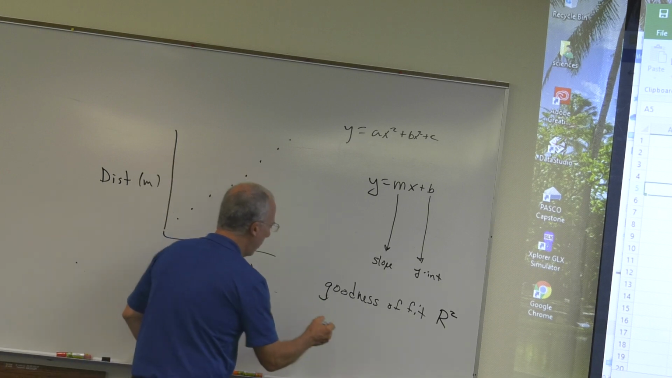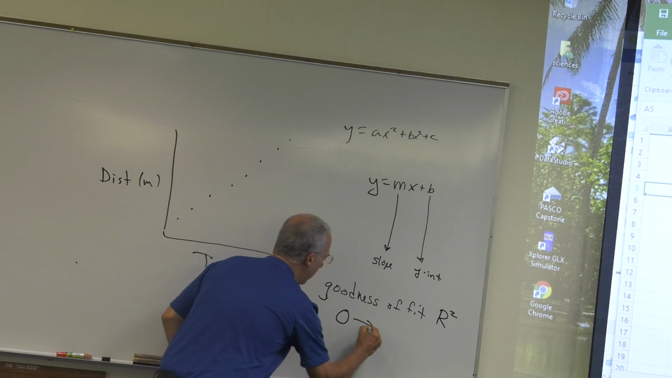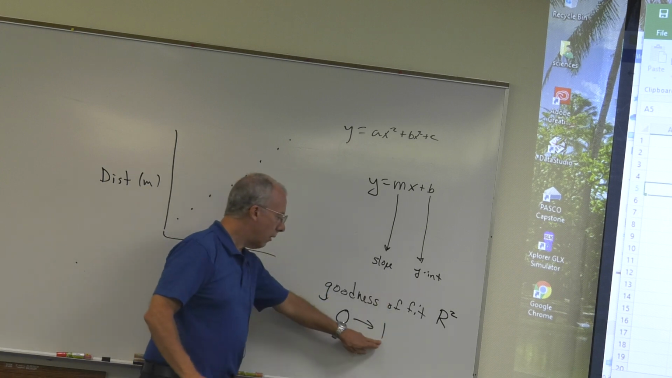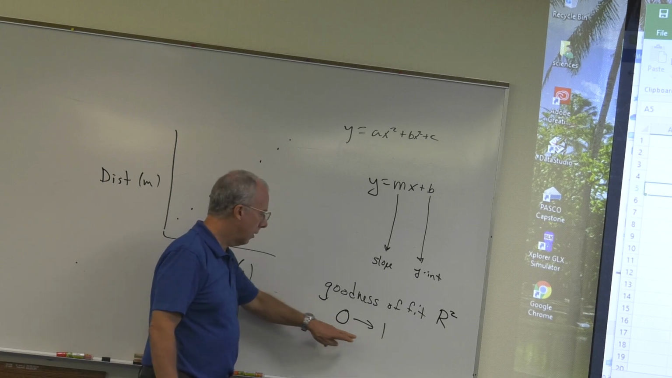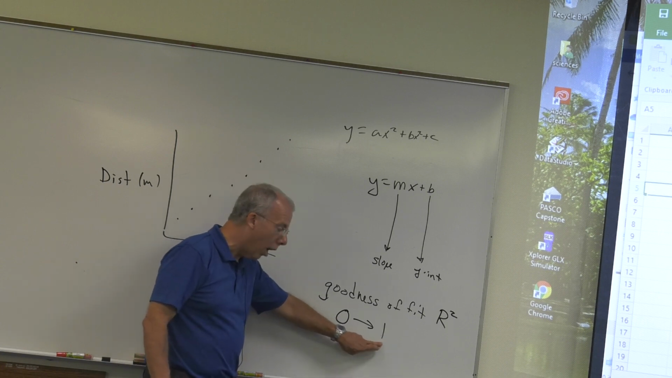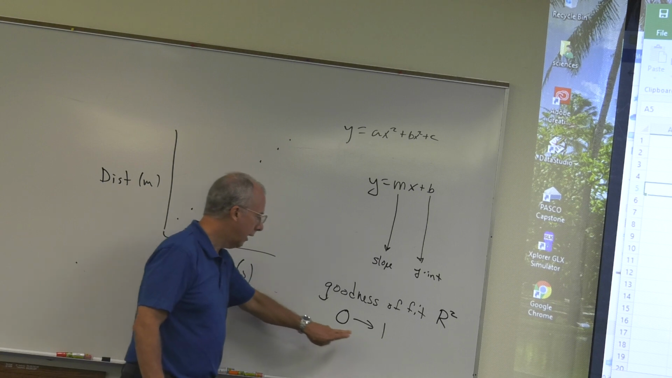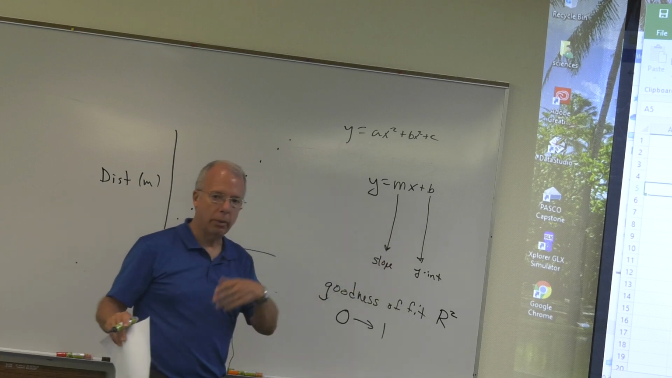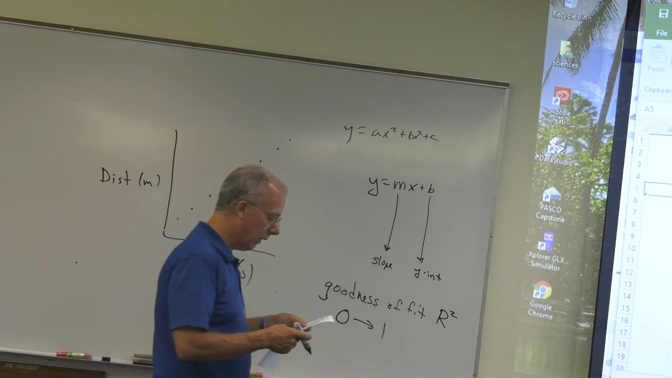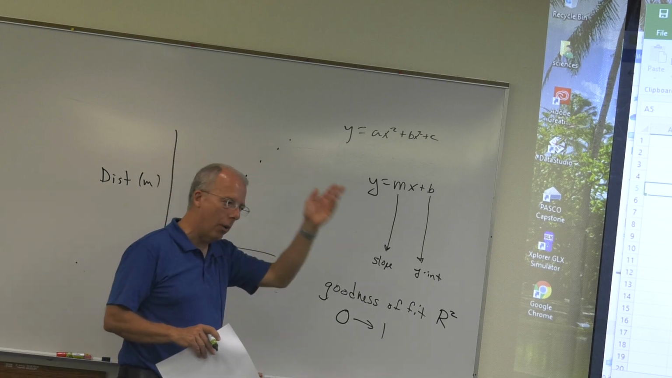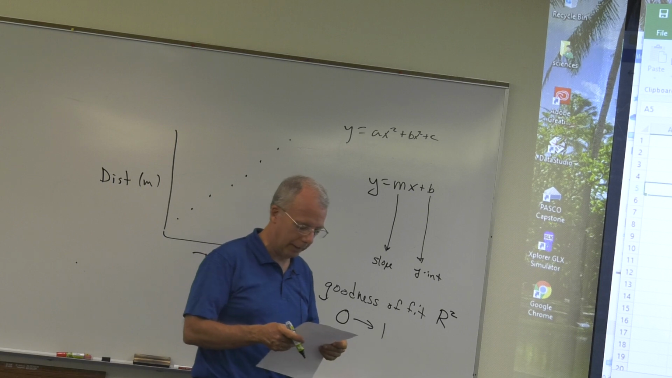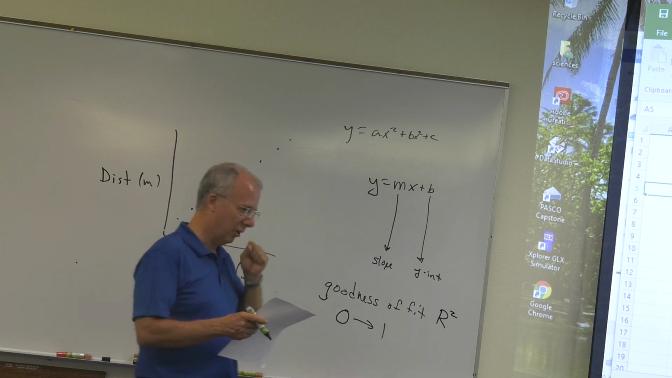R squared goes between 0 and 1. If it's 1, it's a perfect fit to the data. If it's 0, there's no correlation between the data and the fit. Like I said, you can also perform quadratic, power, you name it. Excel is fantastic. You can do all sorts of things.